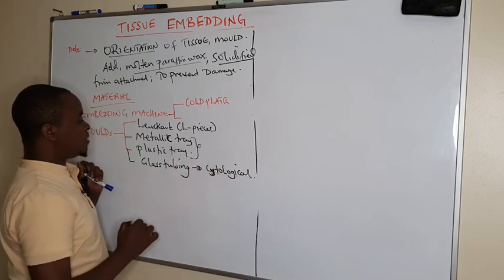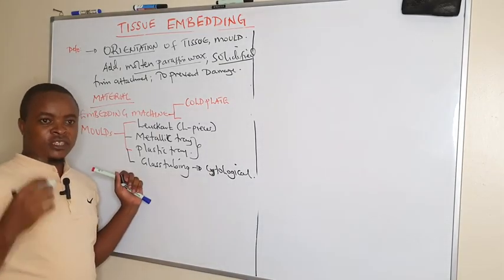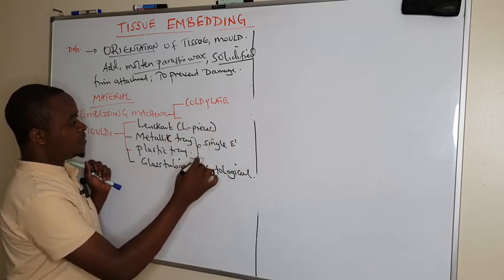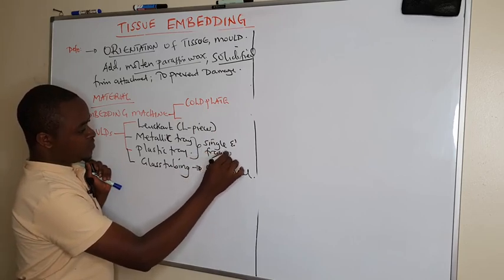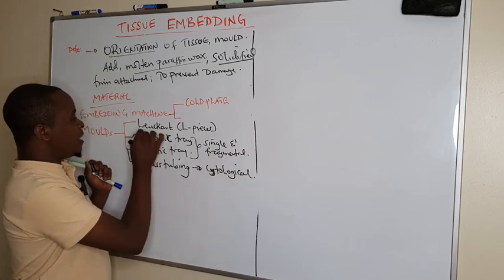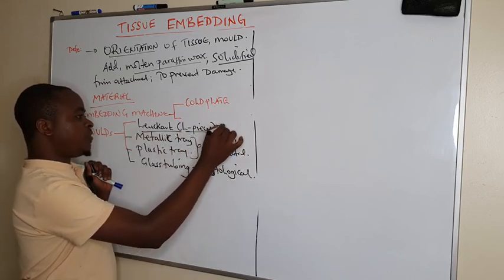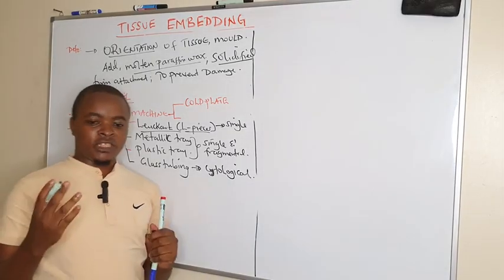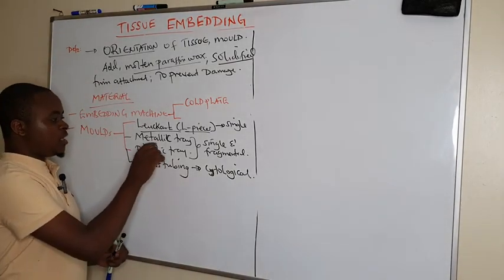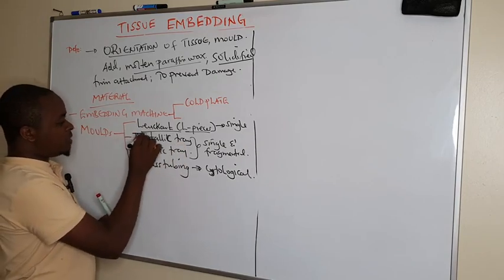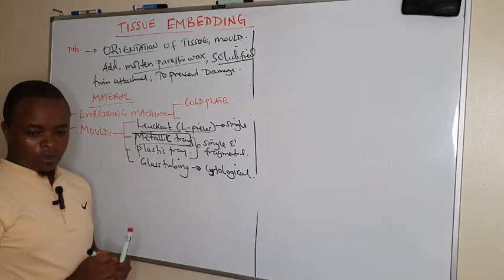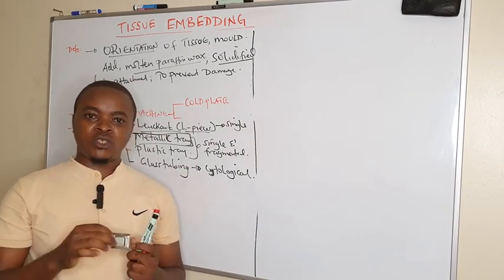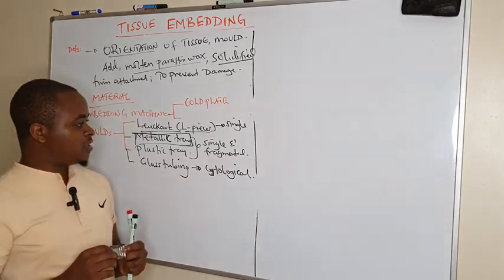The metallic tray and the plastic tray are suitable for both single tissues and fragmented tissues, whereas the leuckart, the L-pieces, are specifically for single tissues. If we have multiple tissues within the tissue processing cassette, we can easily use the metallic tray, and the most commonly used currently is the metallic tray mold. This is the metallic tray mold we are talking about, and they have different sizes, so you choose according to the size of the tissue.